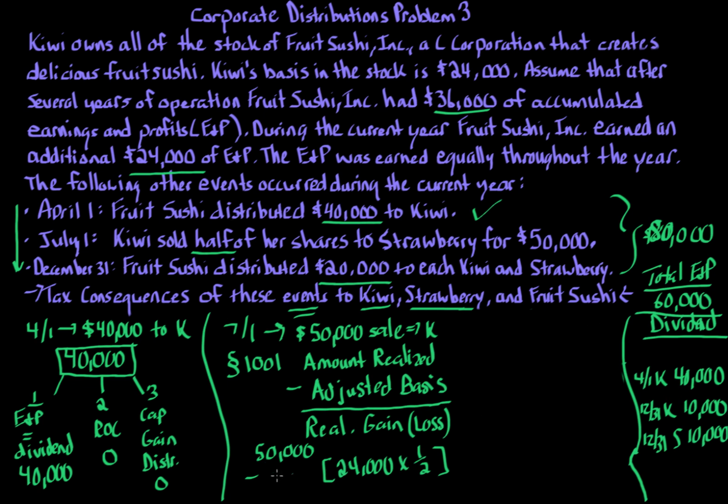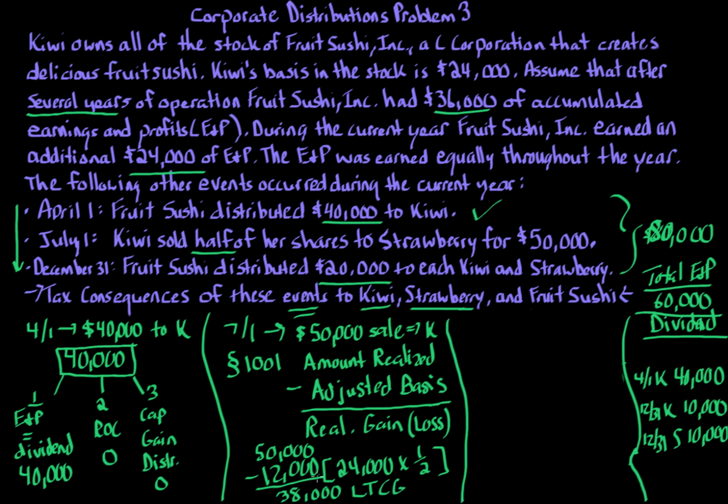So 24,000 times 1/2 is 12,000. So that means we have a gain here of 38,000. And assuming that these shares of stock have been held for more than a year, and it looks like that because it says assume after several years. So since Kiwi has owned all the stock for a long time, this is going to be a long-term capital gain because the shares have been held for several years, more than a year. So it's 38,000 long-term capital gain with respect to this sale.